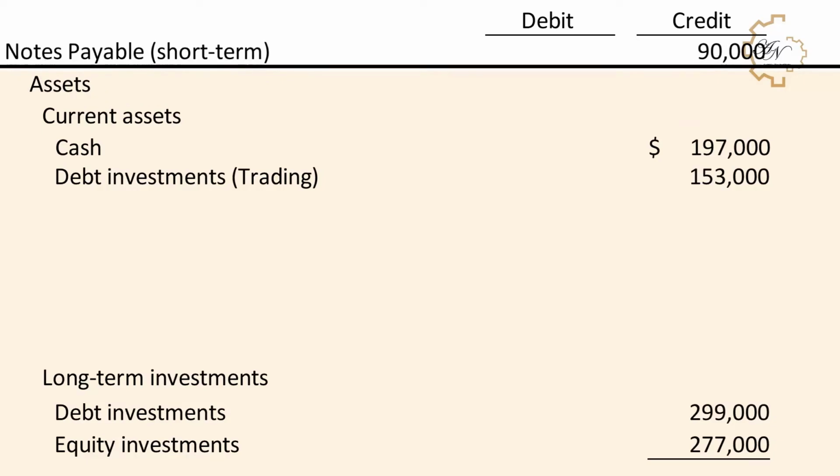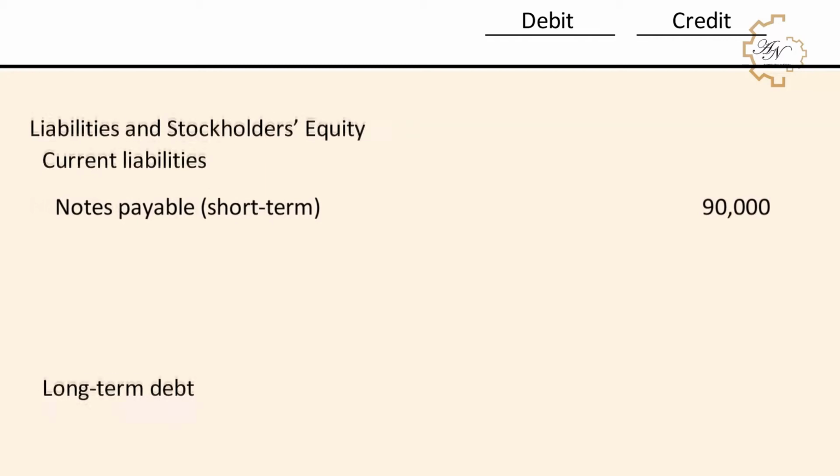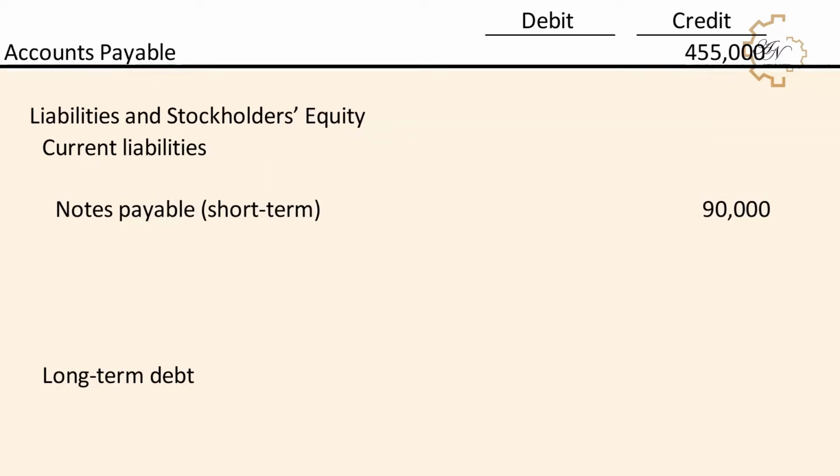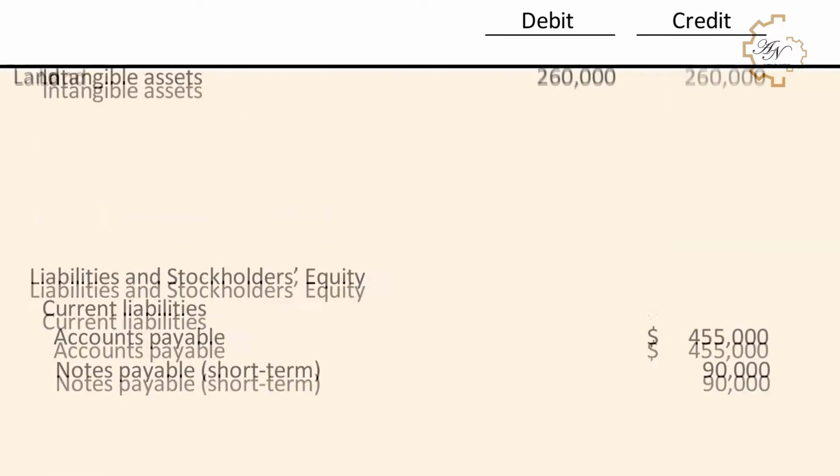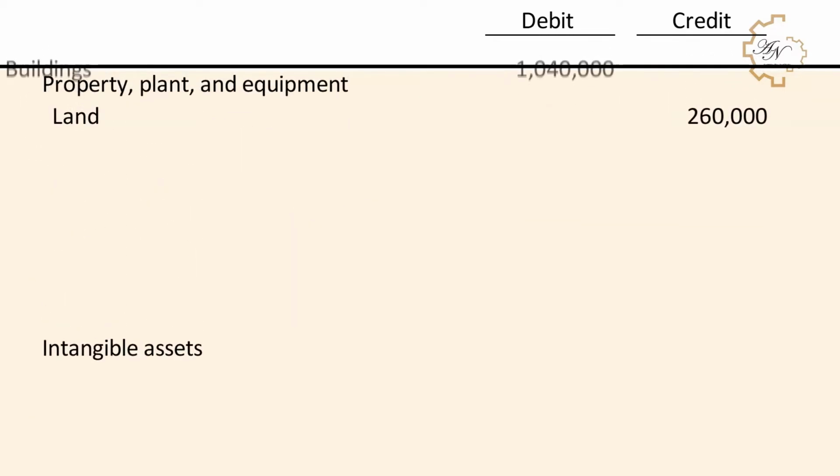Notes payable, short term, $90,000 to the current liabilities. Accounts payable, $455,000 to the current liabilities. Land, $260,000 to property, plant, and equipment. Buildings, $1,040,000 to the property, plant, and equipment also.